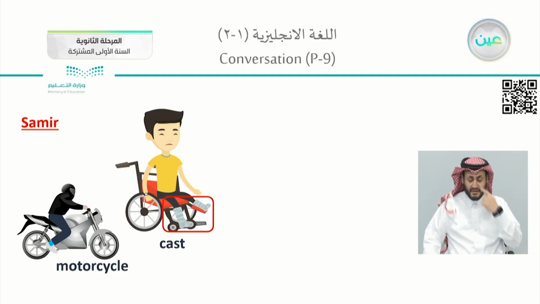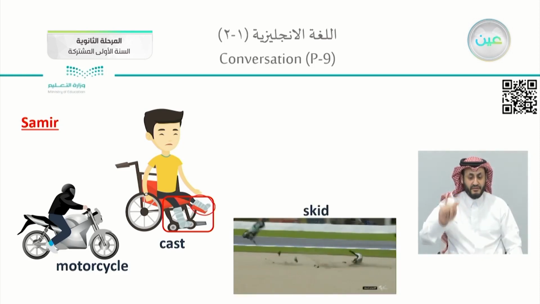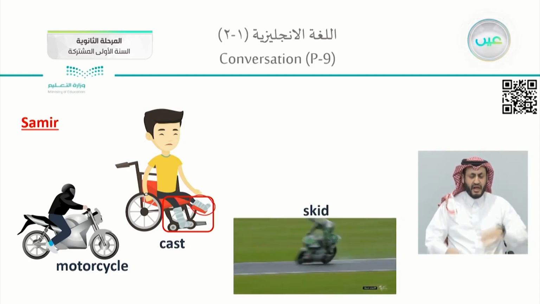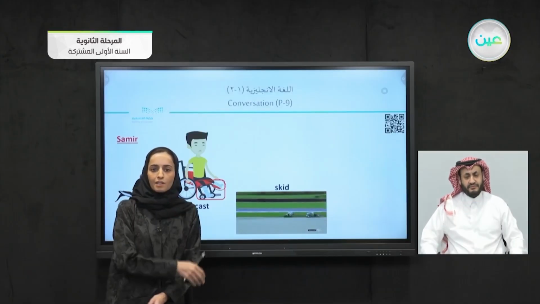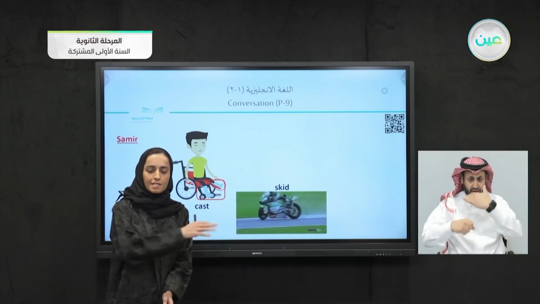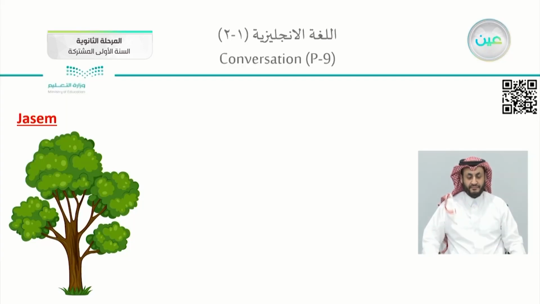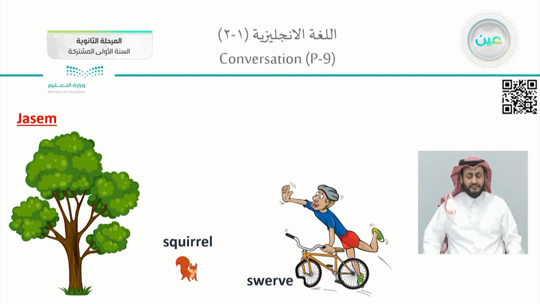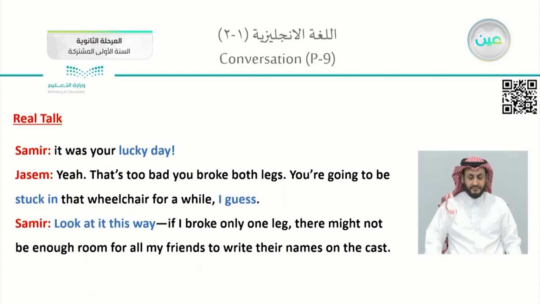These two, we call them casts. This is one cast. And the idea of to skid, to slide. When someone is speaking about a motorcycle or a car, it's skidded. How about Jassim? The story happened at the park. We had a squirrel, this little animal, and he swerved. He swerved, it means he was trying to avoid the squirrel, so he fell off.